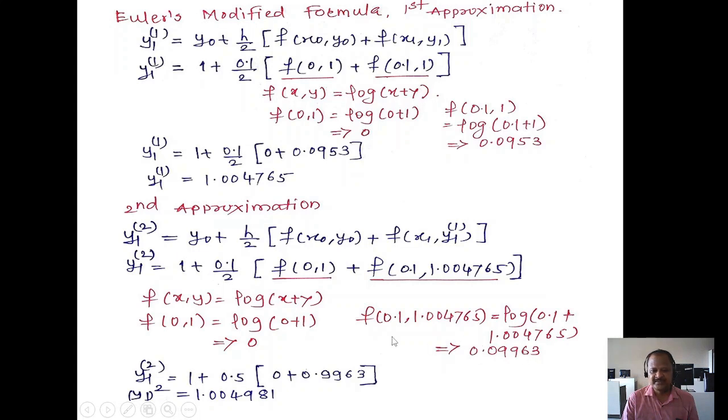It is 0.09963. Now all these values, 0 you can put here and this value you can put here. So it is 1 as it is plus 0.1 upon 2, which is 0.5, into the bracket 0 plus 0.09963. Make the addition of this, then multiply it with 0.5, then add 1. So the second approximation is 1.004981.